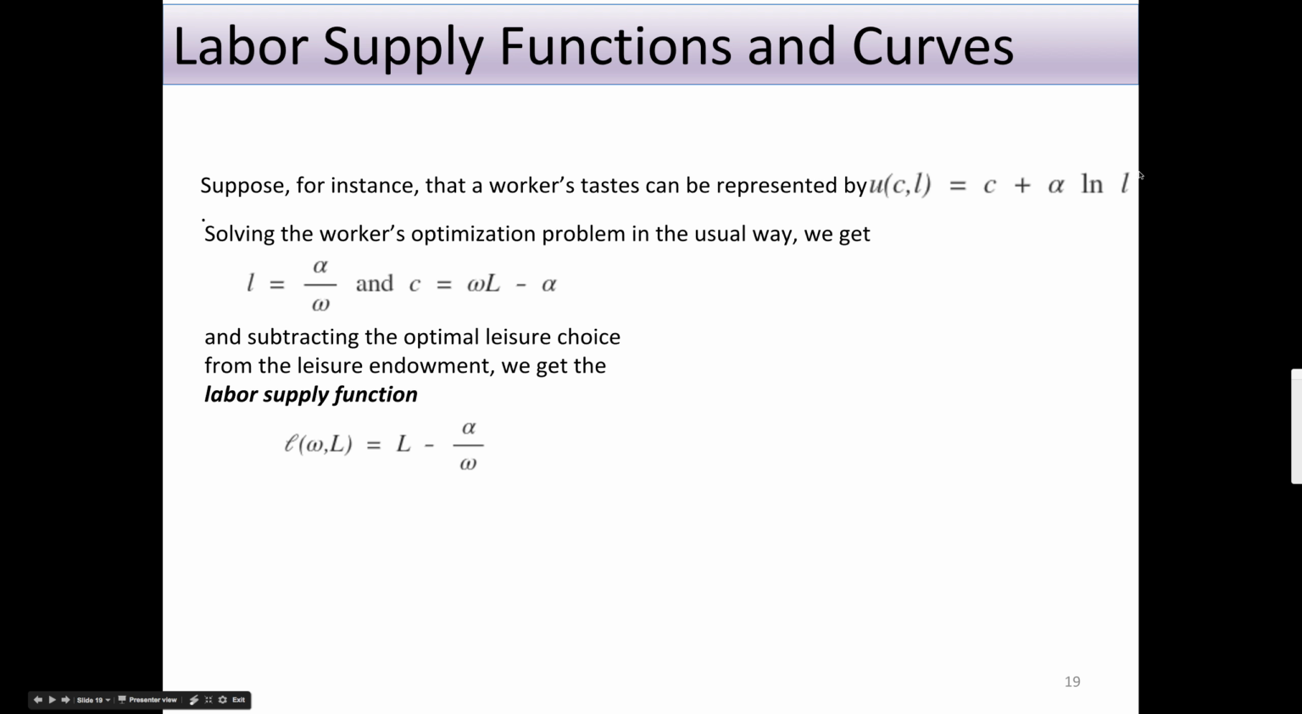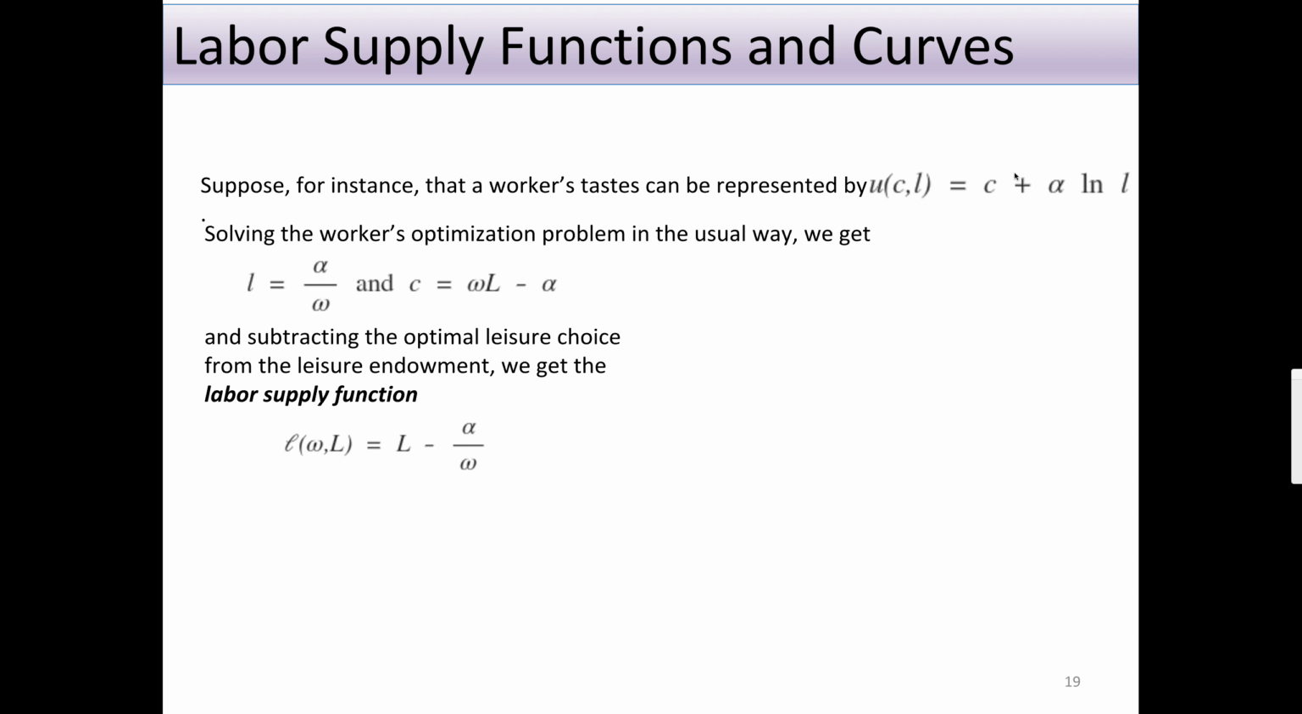It's just partial U partial leisure divided by partial U partial C. Partial U partial leisure is just this. It's going to be alpha over leisure, okay? Partial U partial C is just going to be 1. So the whole entire MRS here is just going to be alpha over leisure.